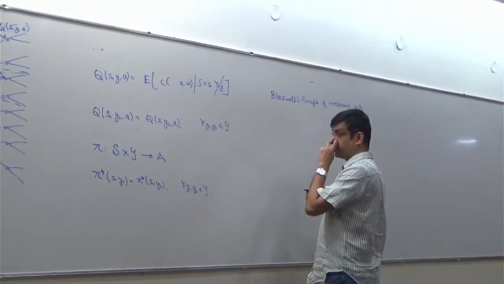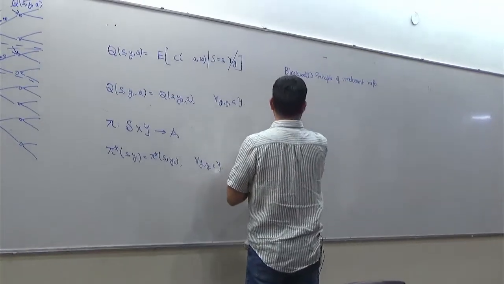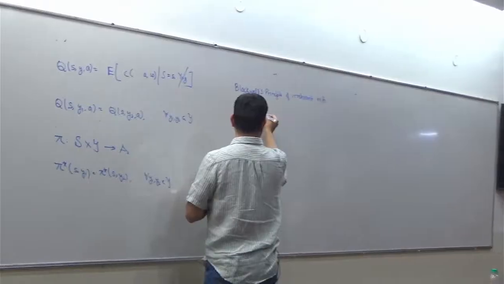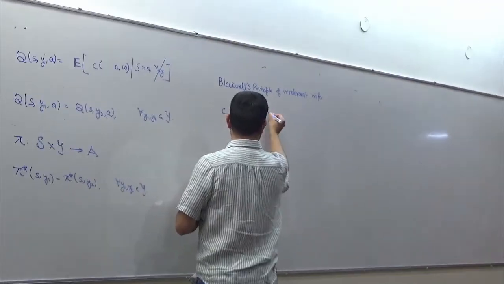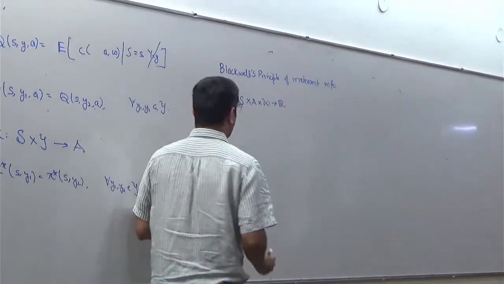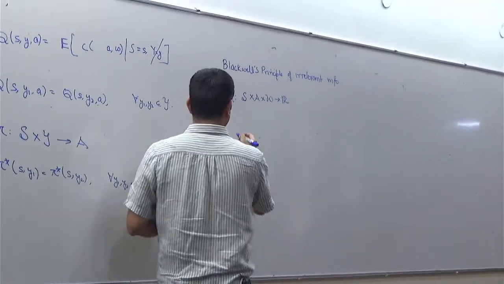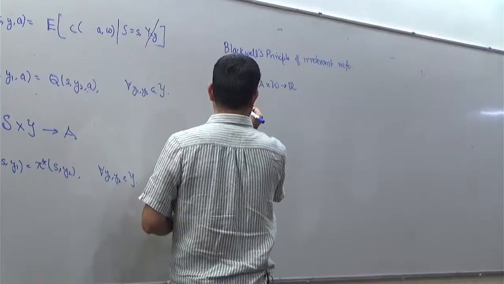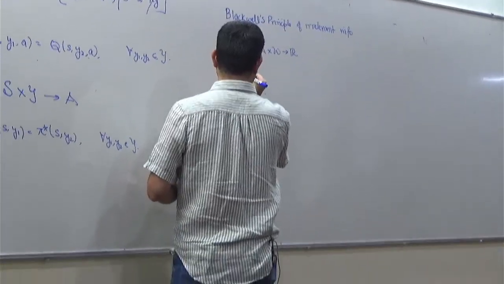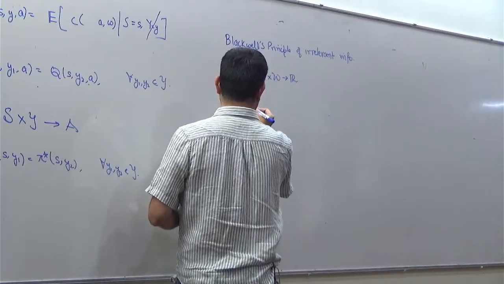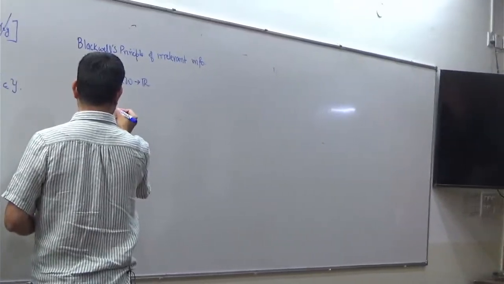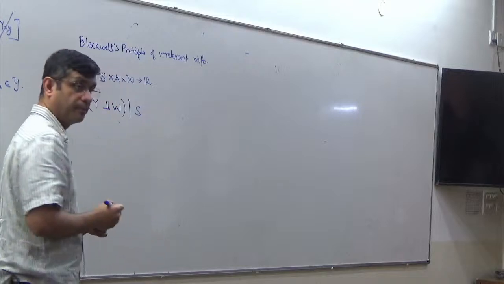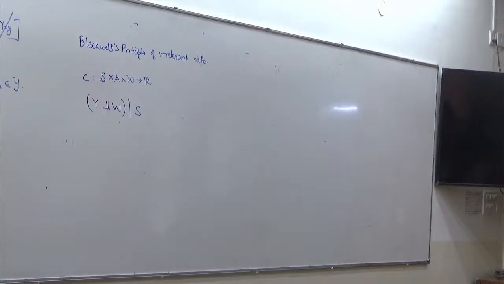And this is saying that if I have a problem where my cost is a function of S cross A cross W to R, and I have access to a random variable Y such that, let's say, Y is independent of W conditioned on S.